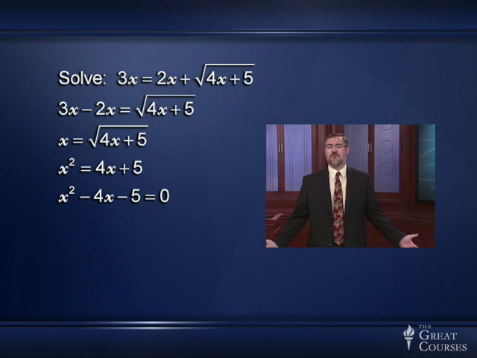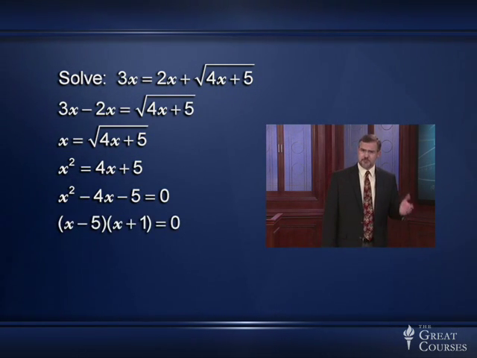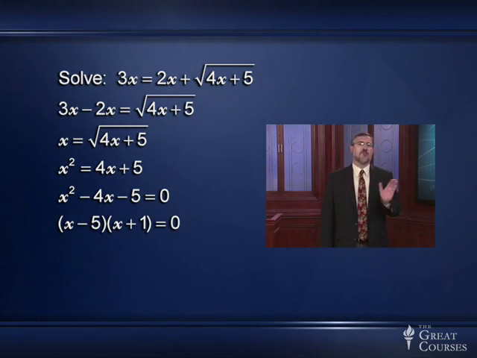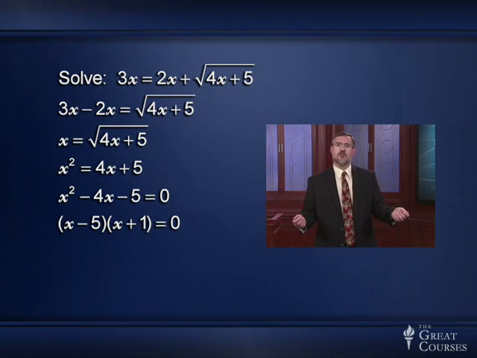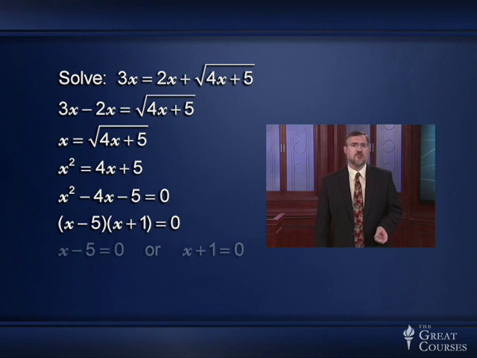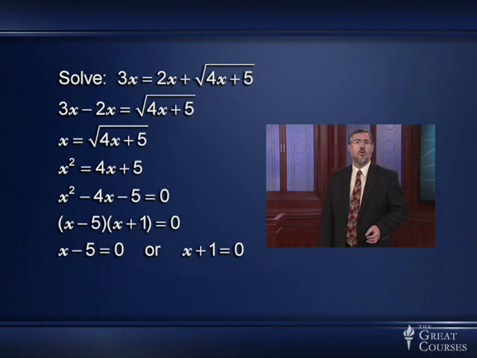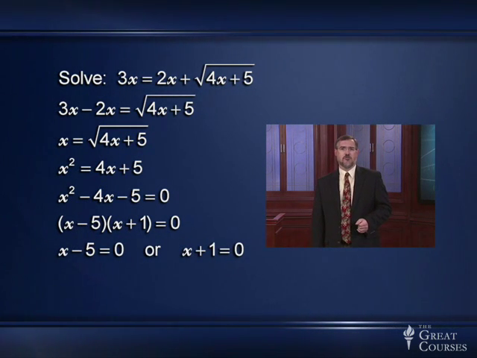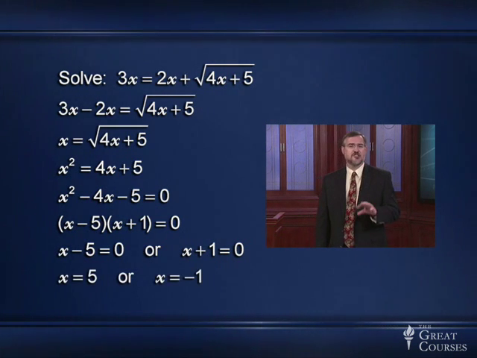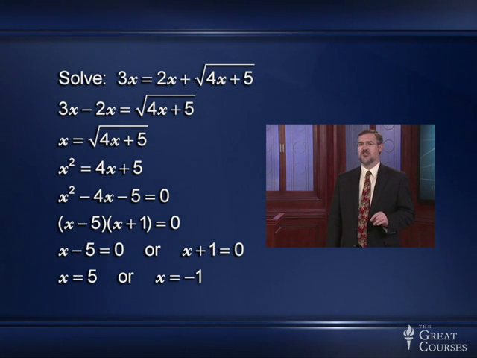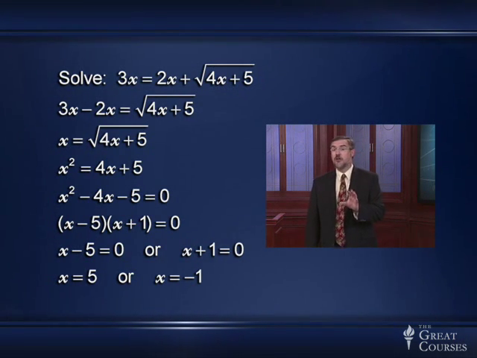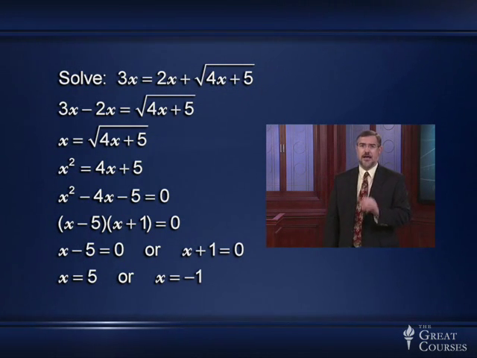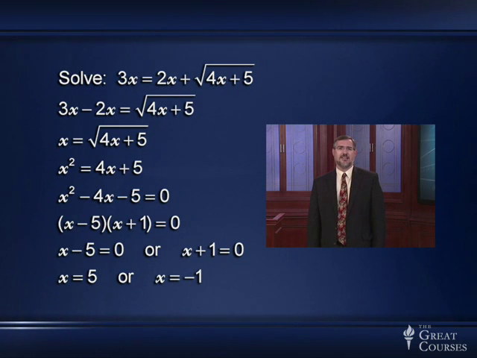And guess what? That factors. It factors as x minus 5 times x plus 1 equals 0. If you split that up now into two smaller equations, it's the same as saying x minus 5 equals 0 or x plus 1 equals 0. And that's the same as saying x is 5 or x is negative 1. So our solutions to the original equation appear to be x equals 5 and x equals negative 1.